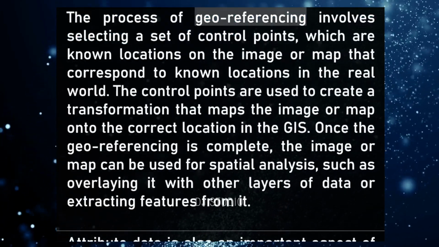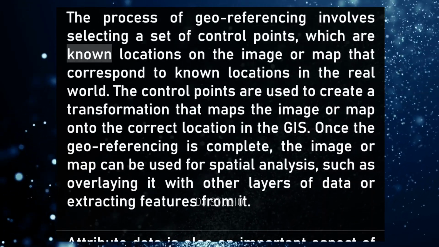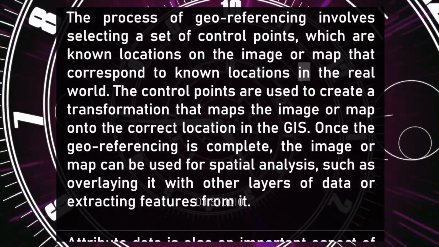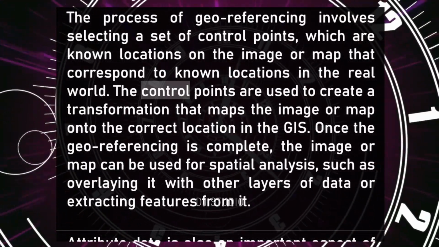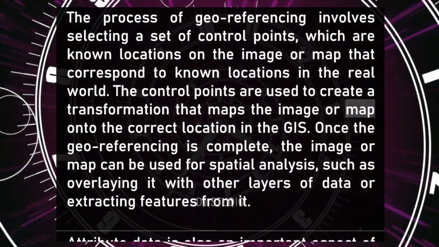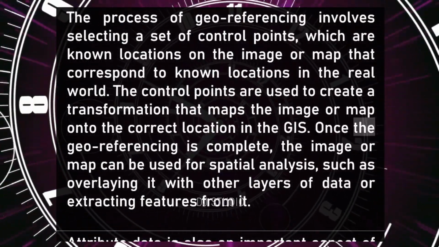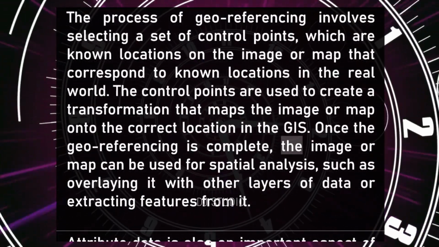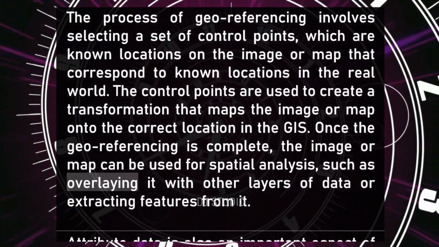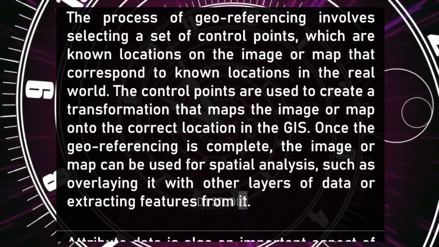The process of georeferencing involves selecting a set of control points, which are known locations on the image or map that correspond to known locations in the real world. The control points are used to create a transformation that maps the image or map onto the correct location in the GIS. Once the georeferencing is complete, the image or map can be used for spatial analysis, such as overlaying it with other layers of data or extracting features from it.